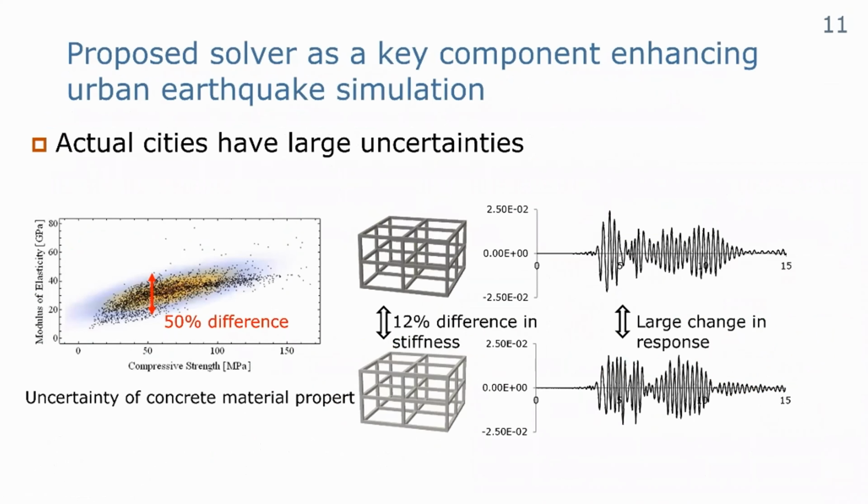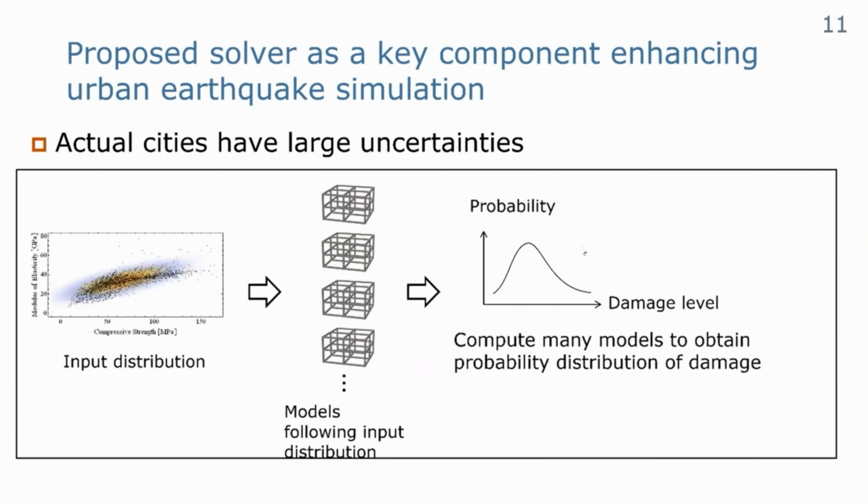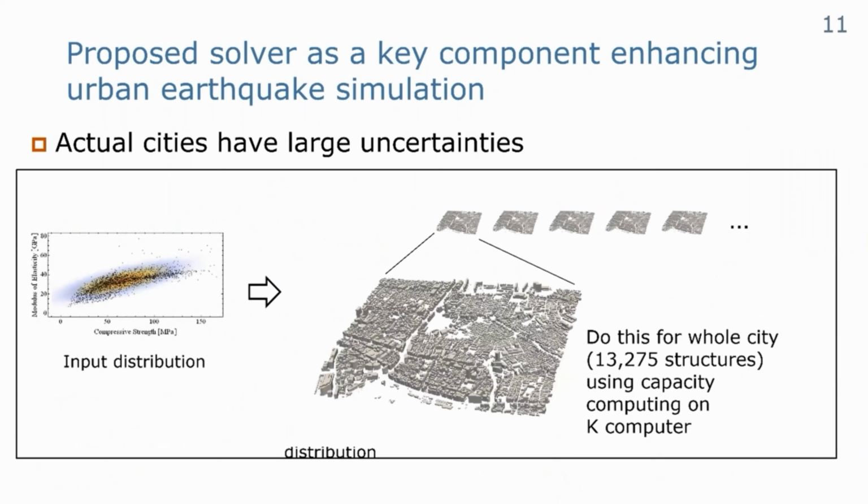Next is how to consider the uncertainty of the city. The actual city has large uncertainty. Here a 12% difference in the stiffness makes the response very different. Using the stochastic distribution, we generate a lot of structures and conduct the response simulation. This is Monte Carlo simulation. Now our target is the city, so we do the stochastic simulation of the city by Monte Carlo simulation.